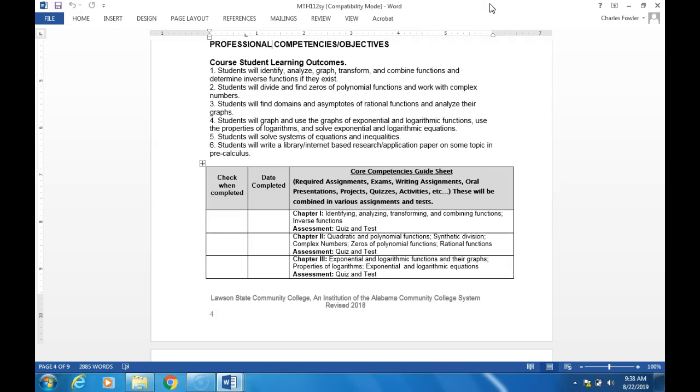Okay? Chapter 3, exponential and logarithmic functions. Remember? Oh, I'm sorry, I should have said it up here. Number 4 here is students will graph and use the graphs of exponential and logarithmic functions, use the properties of logarithms, and solve exponential and logarithmic equations. That's chapter 3. Exponential and logarithmic functions and their graphs, properties of logarithms, exponential and logarithmic equations, and again, possibly a quiz and a test.